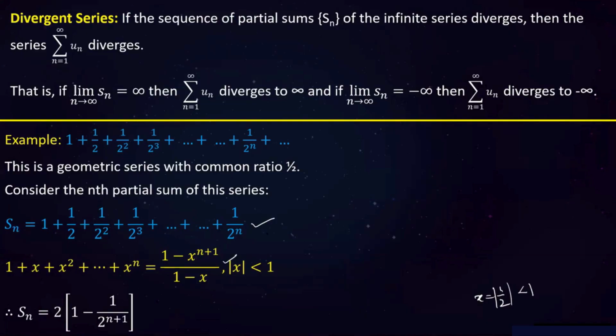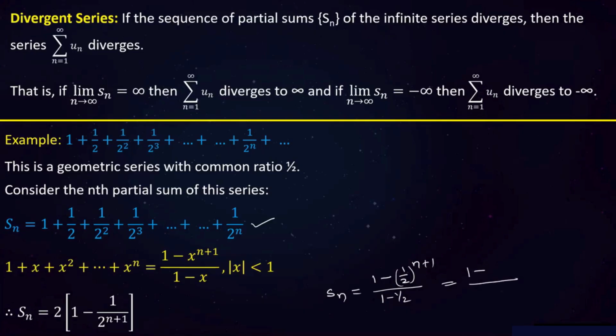So if you substitute x equals 1 by 2 in this, see how much you'll get. The sum of n terms Sn equals 1 minus 1 by 2 to the power of n plus 1, divided by 1 minus 1 by 2. Then, look at the denominator first. When it is 1 minus 1 by 2, we can write it as simply 1 by 2.